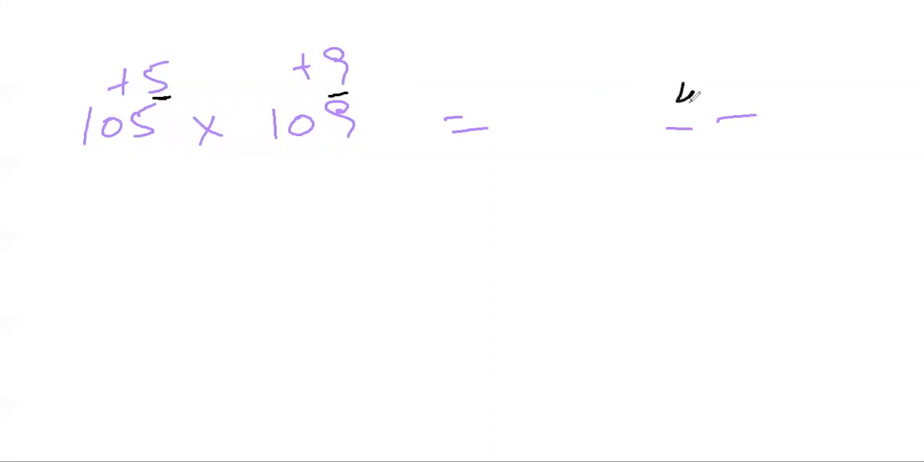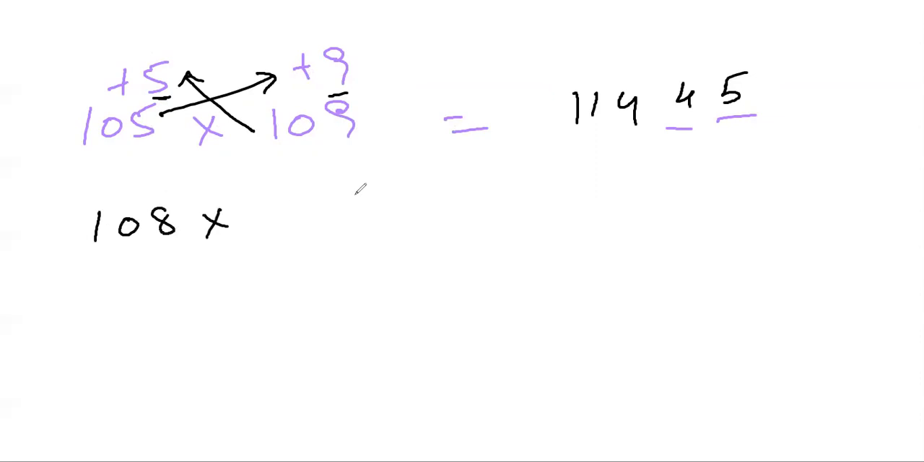If the numbers are more than 100, that is 105 into 109 is given to you. What we will do? This is plus 5, this is plus 9. Take the last two digits here: 9 and 5 are multiplied. 9 fives are how much value? 45. After that, crossly we have to do like this: either 105 plus 9 or 109 plus 5. 114. Answer is 11445.